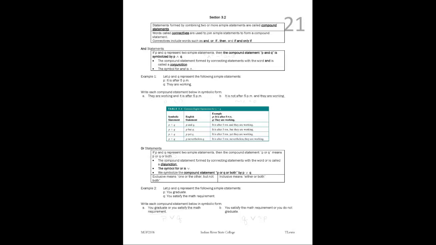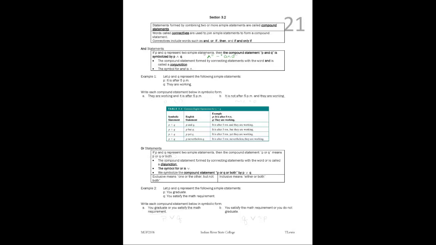Okay. The and statement. If P and Q represent two simple statements, then the compound statement P and Q is symbolized by P, and then you have, I say, the upside down V. This symbol represents the word and. The compound statement formed by connecting statements with the word and is called a conjunction. And I also have it here. The symbol for and is ∧.